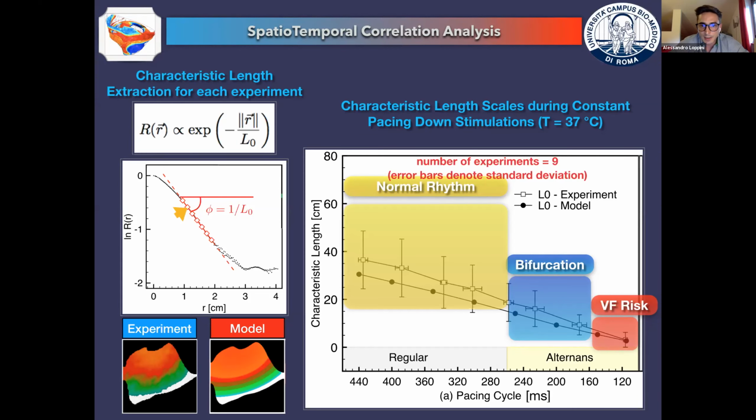In this case, the plot relates to 9 different experiments performed and analyzed. The solid line with black circles concerns the modeling result, which is in agreement with experiments. So also for the models, the characteristic length computed with this procedure is consistent with the one observed in experimental settings.